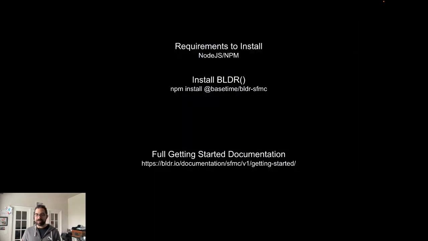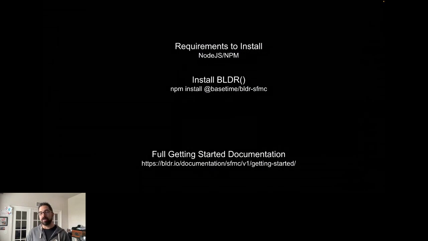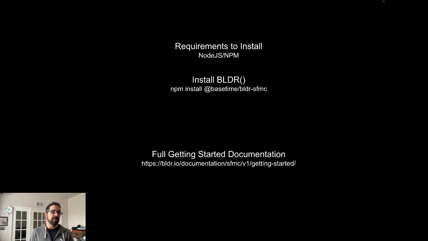So what are the requirements? How do I get started with Builder? The requirements to install are Node.js, and with that comes NPM. So that is the basic requirements. If you're using version control, obviously Git. And then to install, it's a really simple NPM script, just npm install -g bldr-sfmc.